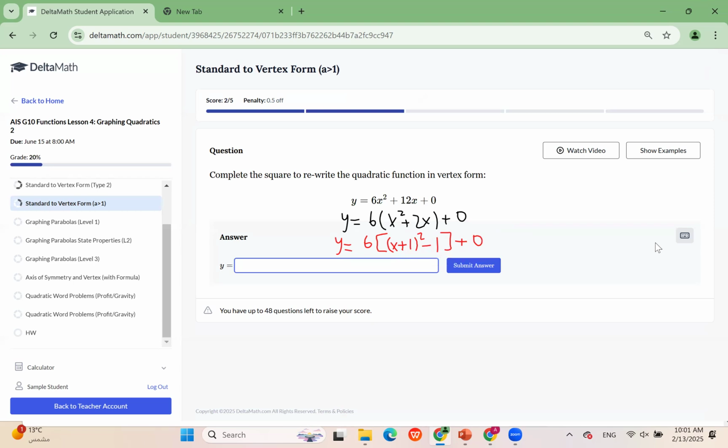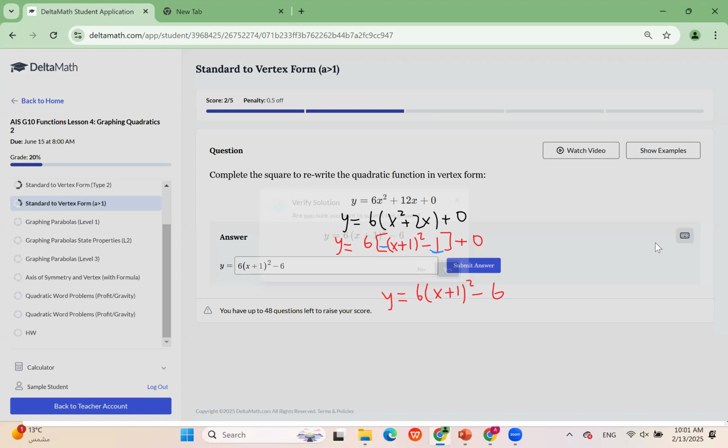Next, we distribute the 6 over the square bracket. So we get y equals 6 times x plus 1 all squared minus 6. So bear in mind that the 6 is placed outside of the bracket and then multiplied by this number right there. So our final answer is going to be 6 times x plus 1 all squared minus 6.